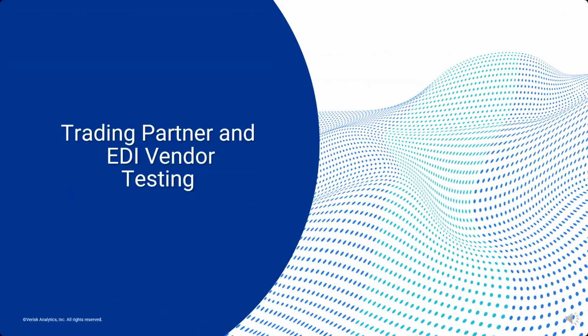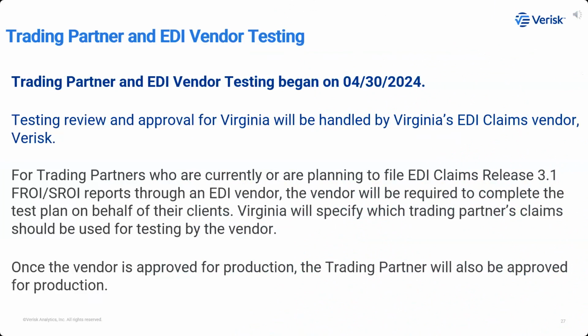Let's take some time to discuss trading partner and EDI vendor testing. Trading partner and EDI vendor testing began for Virginia on April 30th, 2024. Testing review and approval for Virginia will be handled by Virginia's EDI claims vendor, Verisk. For trading partners who are currently or are planning to file EDI claims Release 3.1 FROI SHROI reports through an EDI vendor, the vendor will be required to complete the test plan on behalf of their clients. Virginia will specify which trading partner's claims should be used for testing by the vendor. Once the vendor is approved for production, the trading partners using that vendor will also be approved.